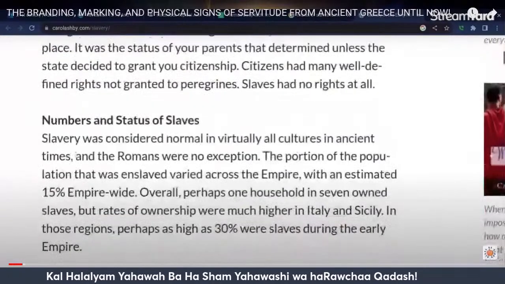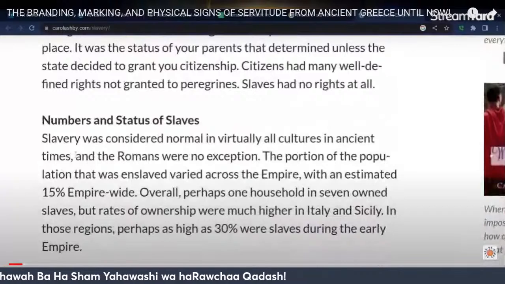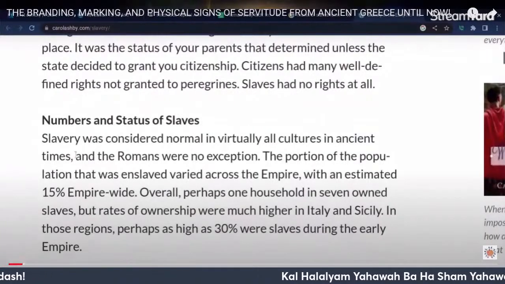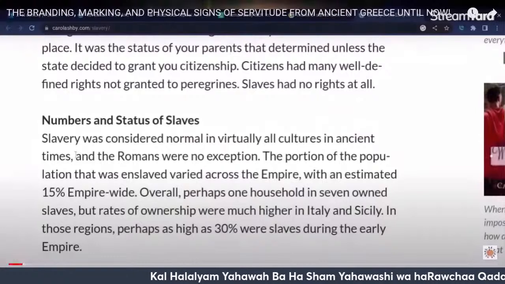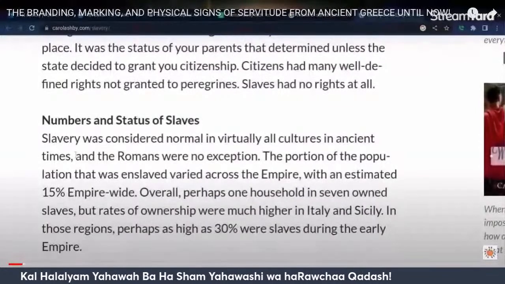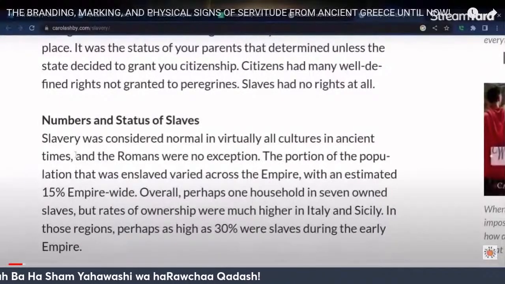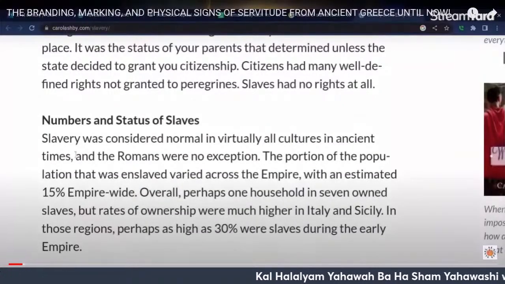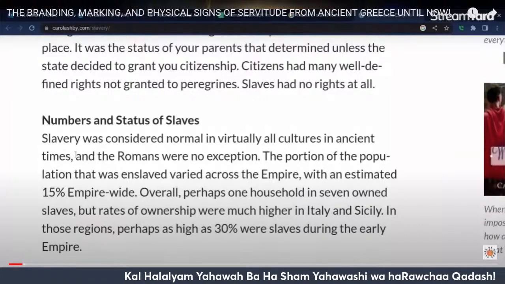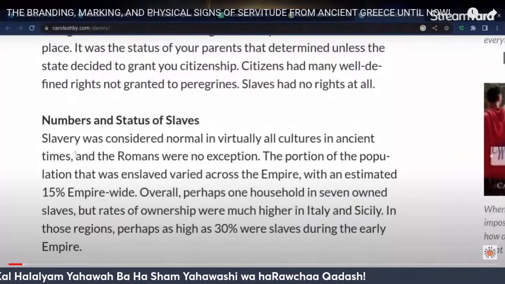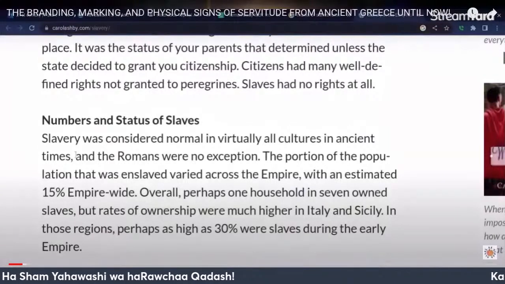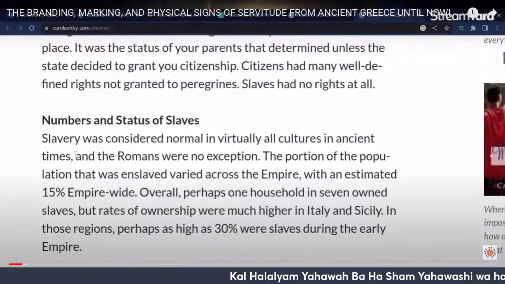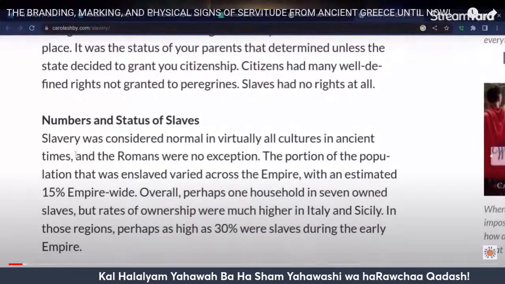It says number and status of slaves. Slavery was considered normal in virtually all cultures in ancient times, and the Romans were no exception. The portion of the population that was enslaved varied across the empire, with an estimated 15% empire-wide. Overall, perhaps one household in seven owned slaves, but rates of ownership were much higher in Italy and Sicily. Why? Because that's where a lot of Jakes were, from southern Italy, Sicily especially. Look at the Sicilian flag, but that's where the majority of the American mob comes from. You have to trace your family line back to Sicily, where the Moors conquered.